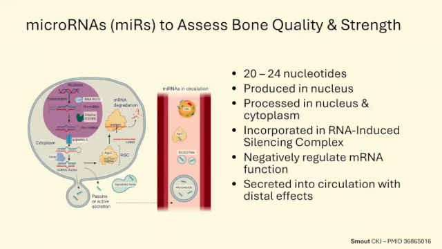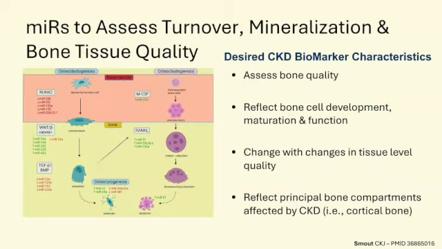So we've been working in the microRNA field, and we have a project ongoing where we're assessing and validating the utility of microRNAs to be a biomarker for bone health and CKD. So what are they? These are small non-coding nucleotide sequences produced in the nucleus that get processed and then incorporated into an RNA silencing complex, and they negatively regulate messenger RNA function. Then they can be secreted, and they can have distal effects far away from the cells in which they were produced.